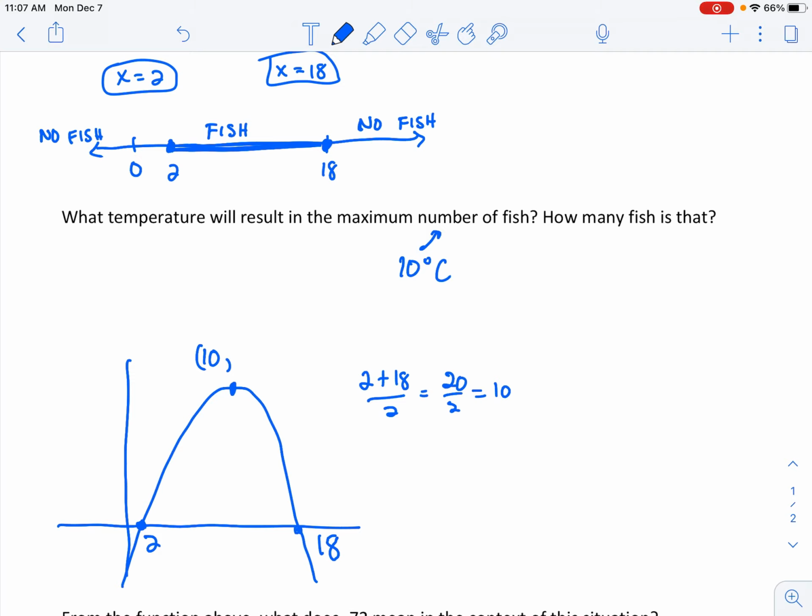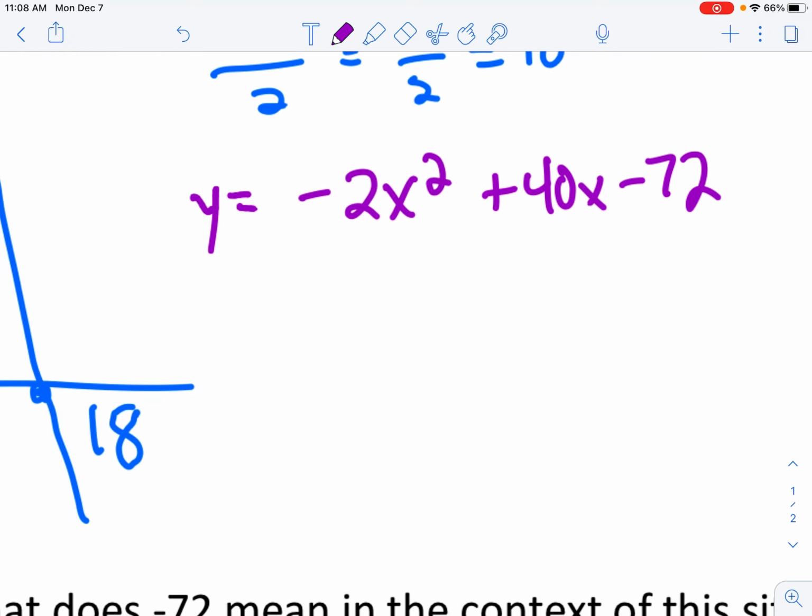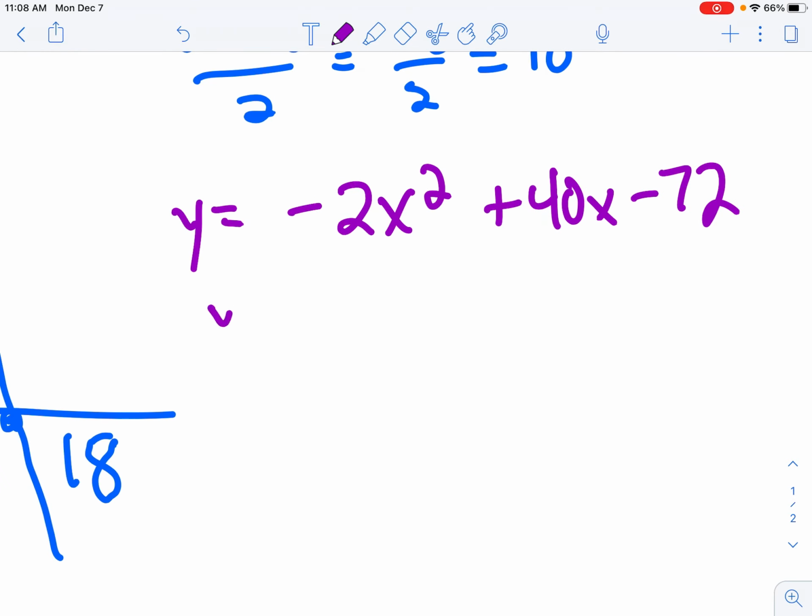And how many fish is that? That's the trickier part, I think. Let's grab a new color here. What we do is we take the original equation, which was negative 2x squared plus 40x minus 72. And we want to figure out what is the y value of this when x equals 10. So you just take and put 10 in for x.